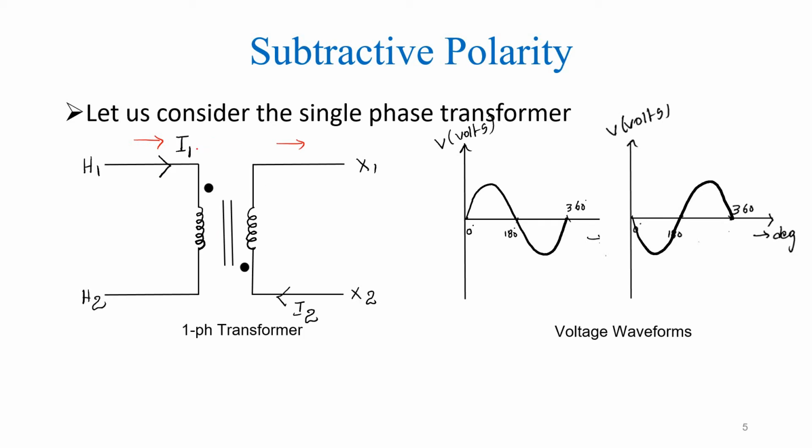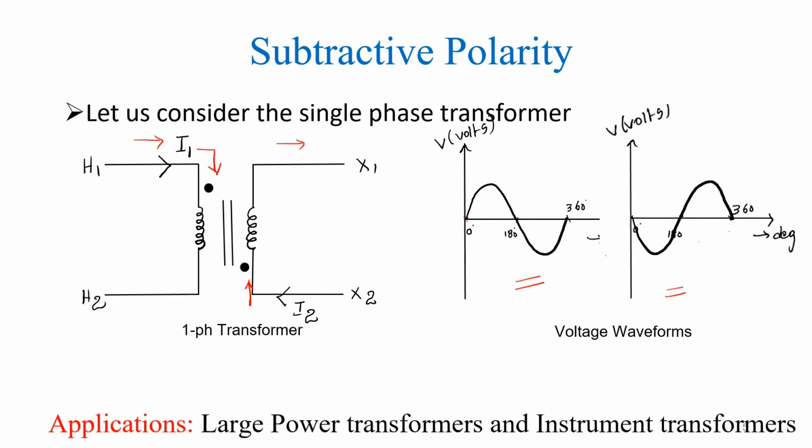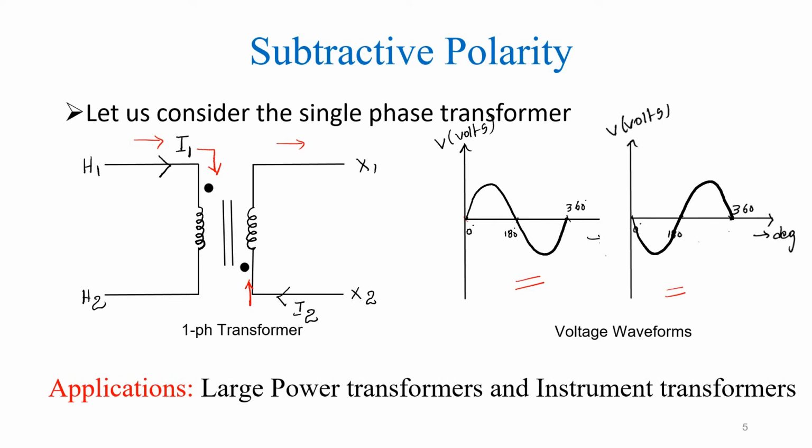Now what will happen in this case? With respect to the dot, the current is coming like this, and here also the current is entering. So these two currents are opposite to each other, so these two are out of phase. Therefore, if you look at the waveform, the primary voltage is represented by a sine wave, and the output is represented by a cosine wave. So exactly 180 degrees phase shift will be there between the primary and the secondary, or the HV and the LV quantities. Now what are the applications of the subtractive polarity? These are used in large power transformers as well as instrument transformers.